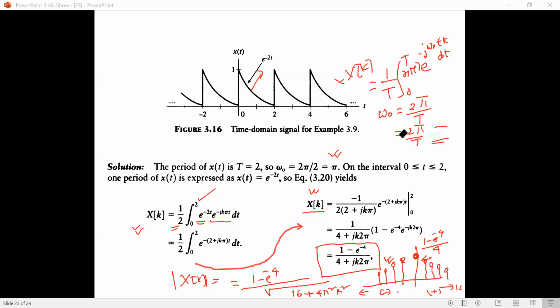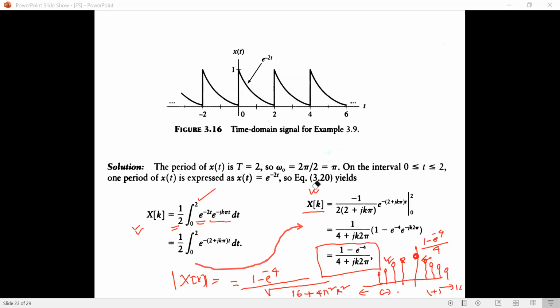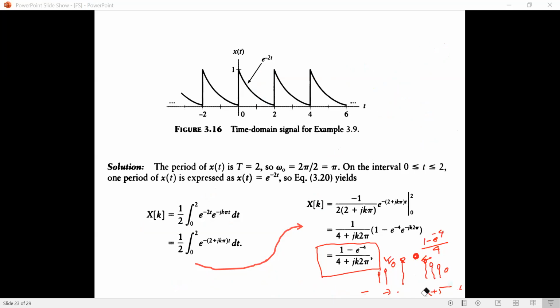If one is positive, another should be negative, sir, negative in order to have your conjugate. Okay, conjugate, because your x for positive values of k will be the conjugate of x for negative values of k. So this is the behavior of xk for a continuous time periodic signal.